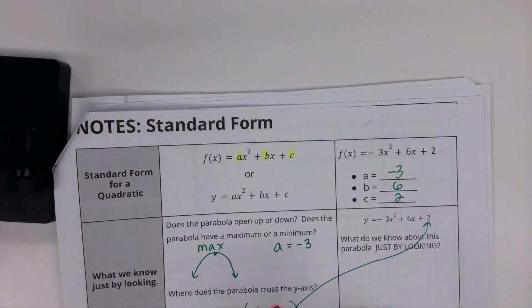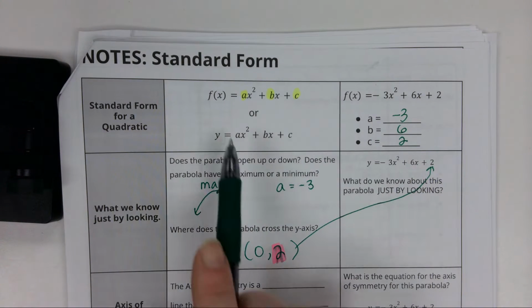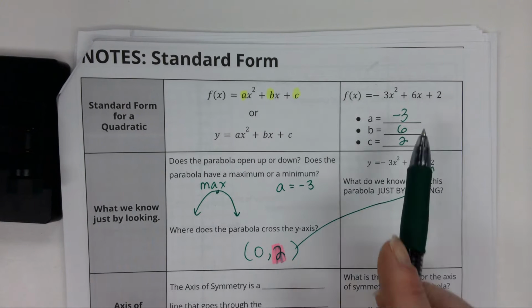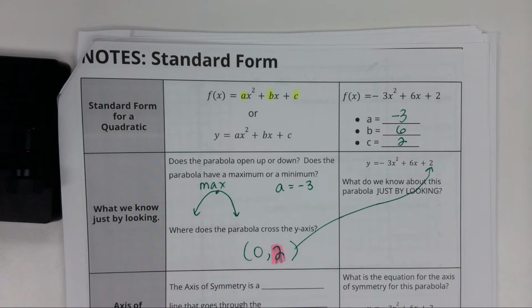Whatever this number is at the end, that's where it crosses the y-axis, and A would tell us if it opens up. So for instance, if this had been a 2 in front of the x squared, it would open up. What if there's no number? What if it's just x squared? What's A then? 1, so it opens up.